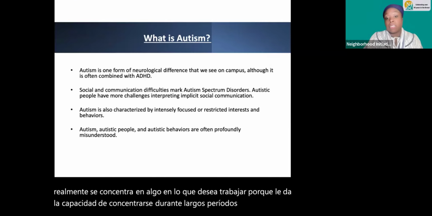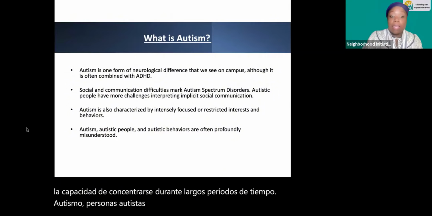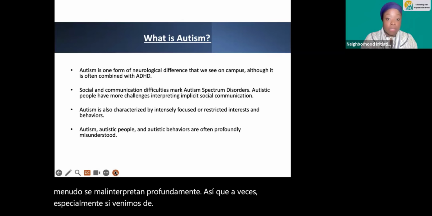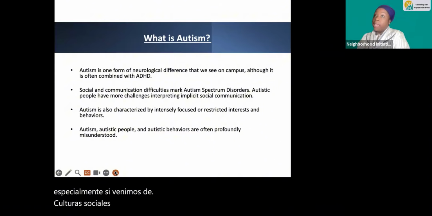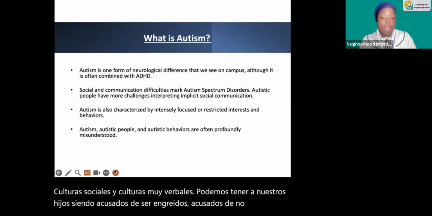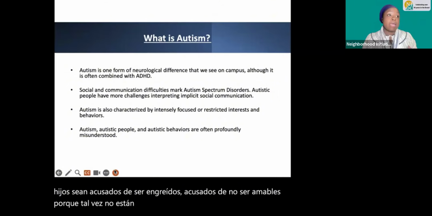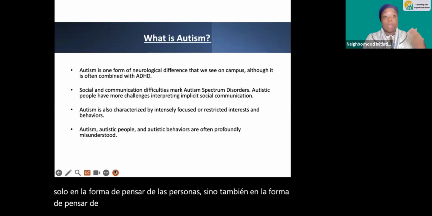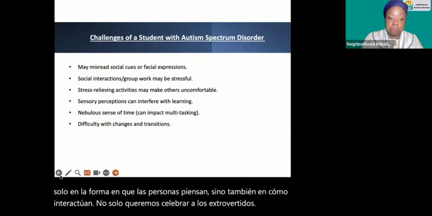Autism, autistic people, and autistic behaviors are often profoundly misunderstood. So sometimes, especially if we come from very social cultures and very verbal cultures, we may have our children being accused of being stuck up, being accused of not being nice because maybe they're not interacting as much. And it could also be that your child is just introverted. And so this is why it's so important to respect differences, not only in how people think, but in how people interact. We don't only want to celebrate extroverts. There are gifts to being introverted as well.